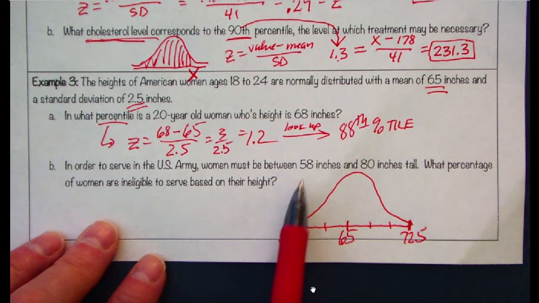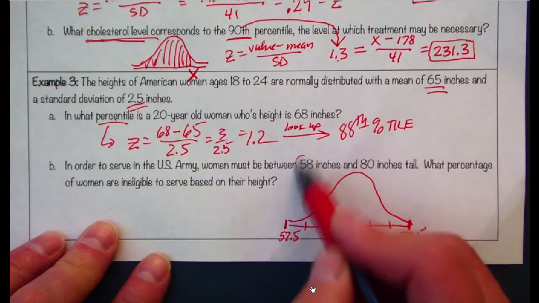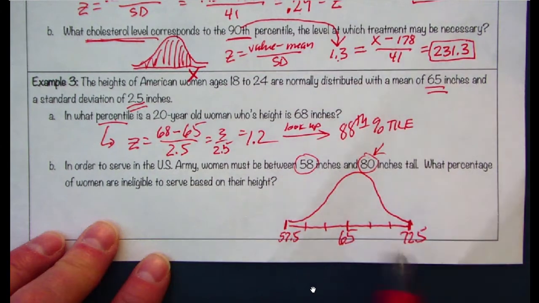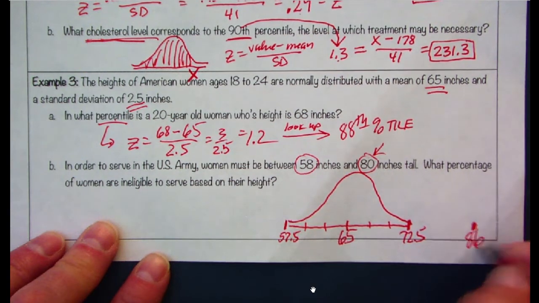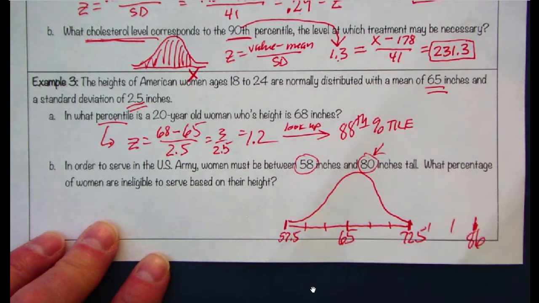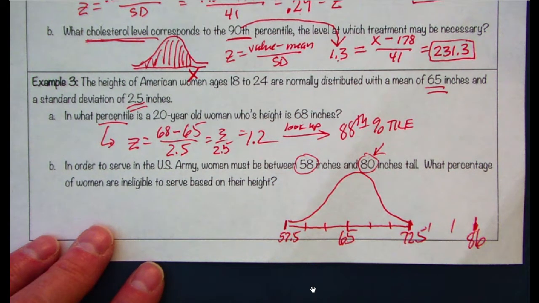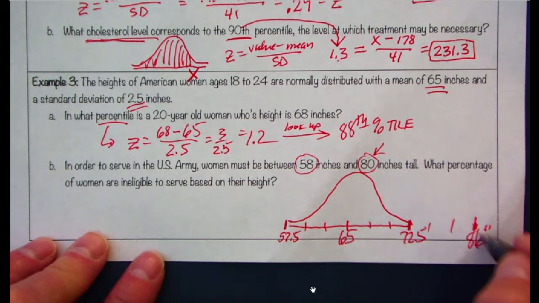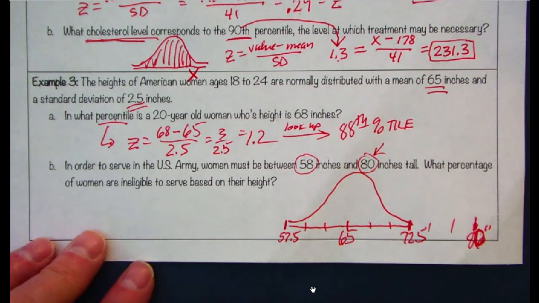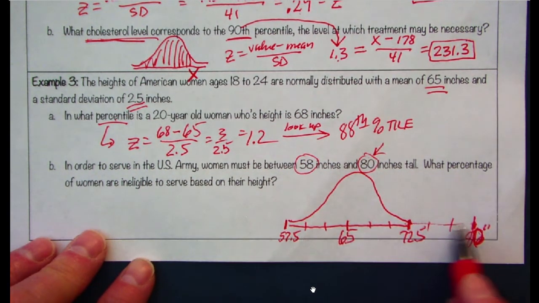All right, so now we want to know what's the percent between 58 and 80. Well, let's look at 80 real quick. Do you notice where 80 is going to be on this scale? If 3 standard deviations is 72.5, 80 is going to be way, way, way out here. In fact, 80 is 6 standard deviations above average. Well, I think you can probably just make a pretty good guess that there's hardly ever anyone taller than that. 80 inches is exactly 6 standard deviations. So that is so far to the right, I'm not sure we're going to have to do much with that.